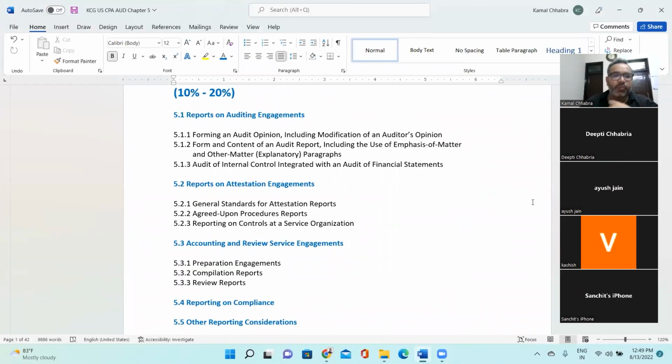So we have started with reports on audit engagement. We have discussed the first point, which is forming an audit opinion, including modification and auditor opinion. Now we'll be starting with the second point, which is a more detailed explanation of the content of the reports, emphasis of matter paragraph or other matter paragraph, what all things you need to include. And then, if time allows, we'll start on audit of internal control integrated with the audit of financial statement as well. But hopefully we'll finish off 5.1.2 today. If time allows, then we'll jump into the last point as well. Otherwise, tomorrow morning, we'll start with that.